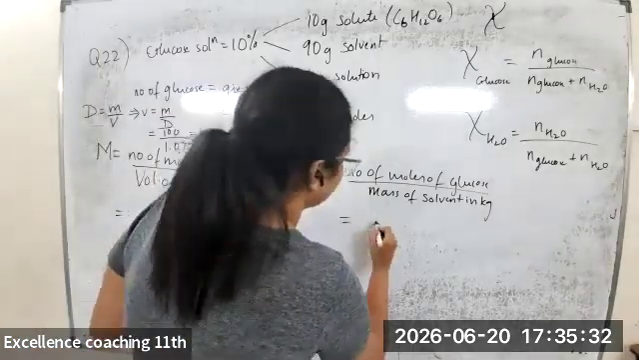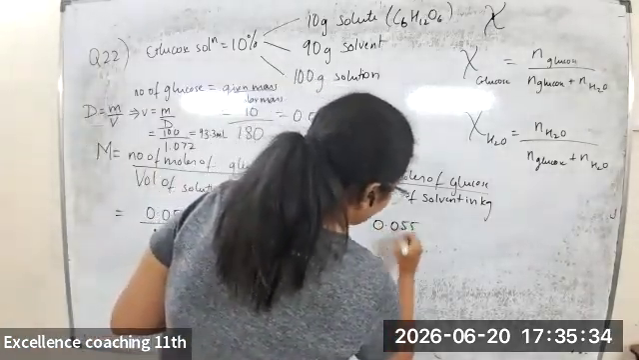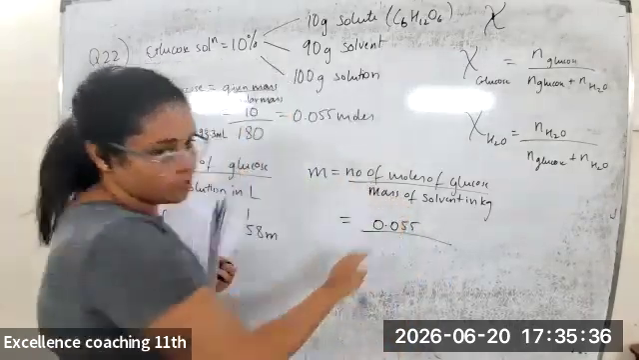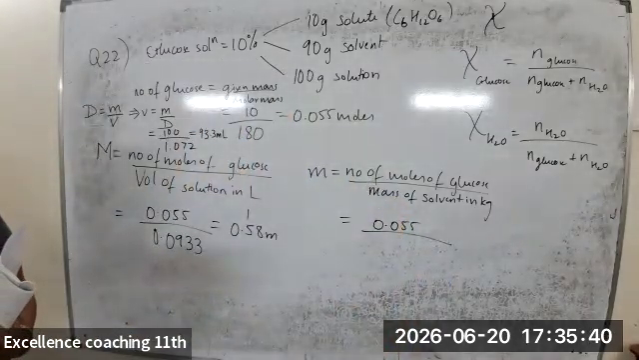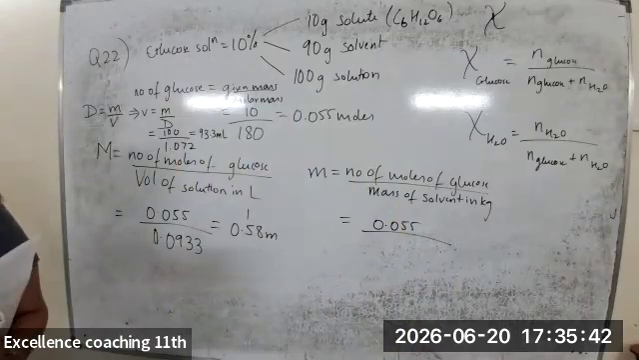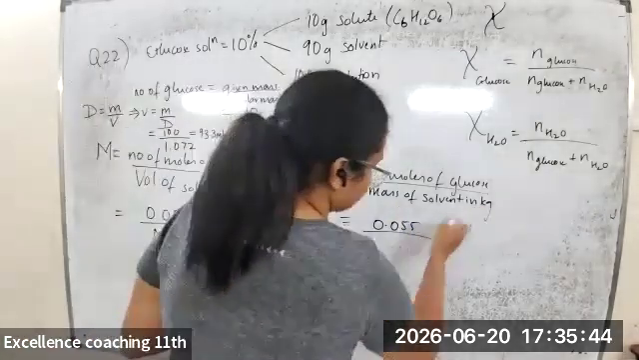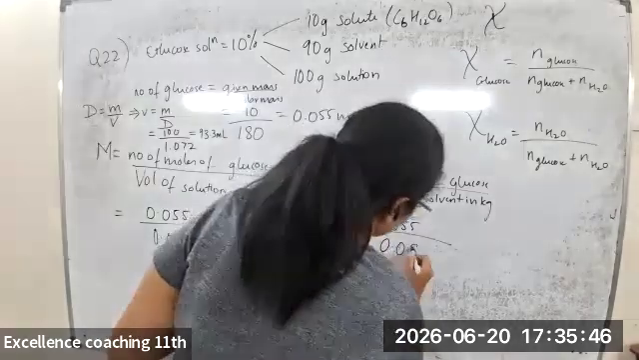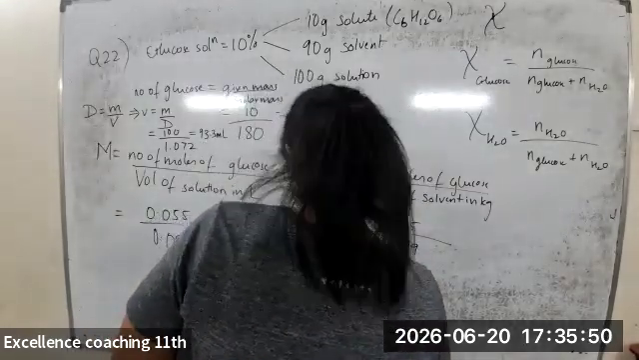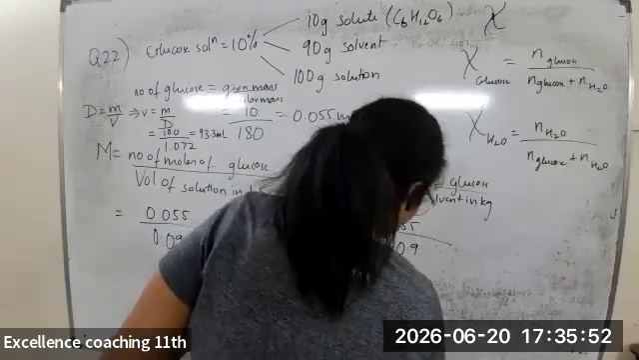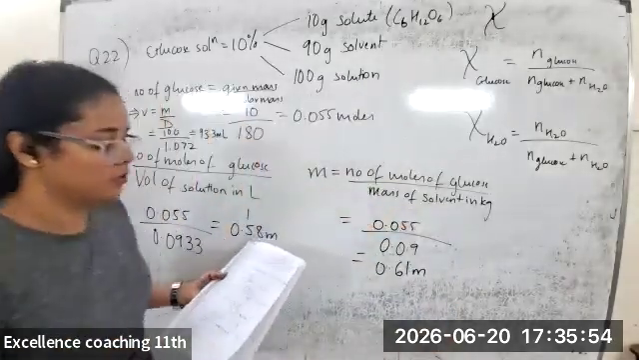So now here it will be 0.055 upon mass of solvent, which will be what? 0.09, because it is in kg. Okay, 0.09. The answer will be 0.61 small m.